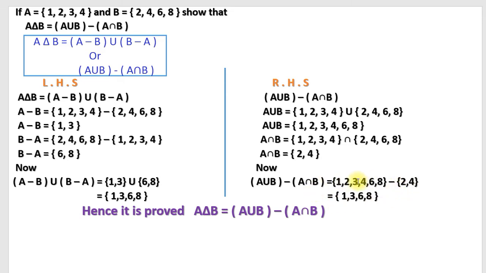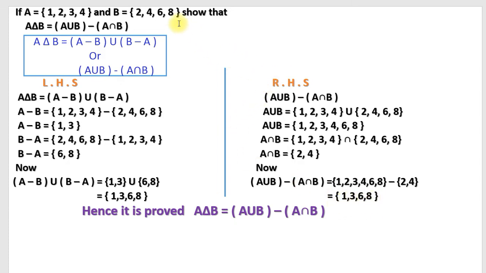And in difference, we take the set containing those elements that are in A union B but not in A intersection B. So we cannot find 1, 3, 6 and 8 in the other bracket. Therefore our answer is {1, 3, 6, 8}.